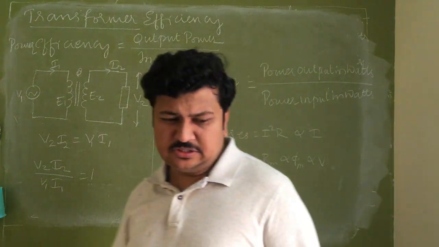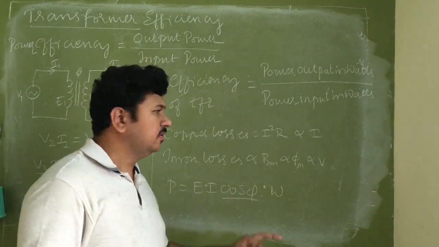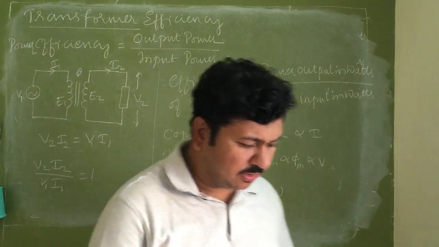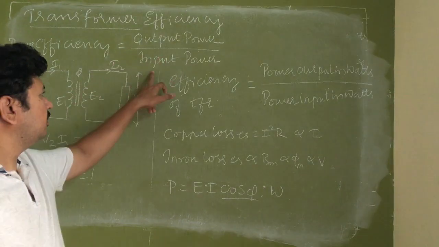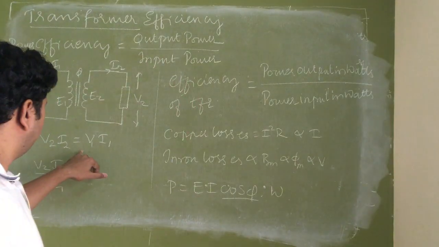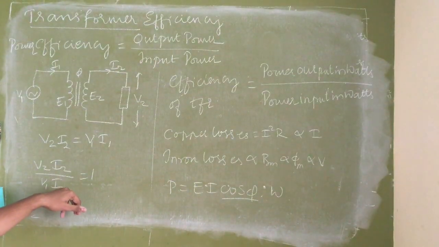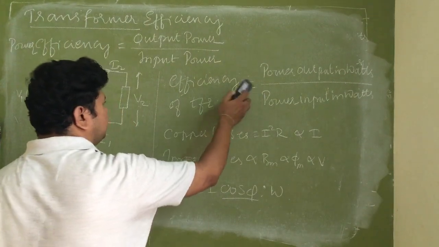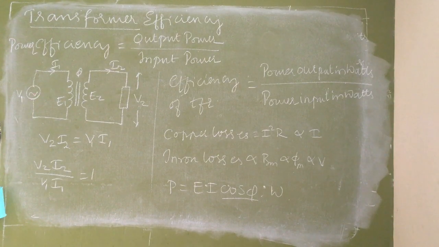So this is the reason why I have to specifically mention in the efficiency of a transformer that it is power output in watts to power input in watts, because the normal rating of the transformer is in volt amperes. If I simply write output power to input power, it can be V2 I2 by V1 I1, which is not true for finding the efficiency of the transformer. So with this definition of power, we will move ahead with the efficiency. We will move ahead with getting the equation for efficiency.